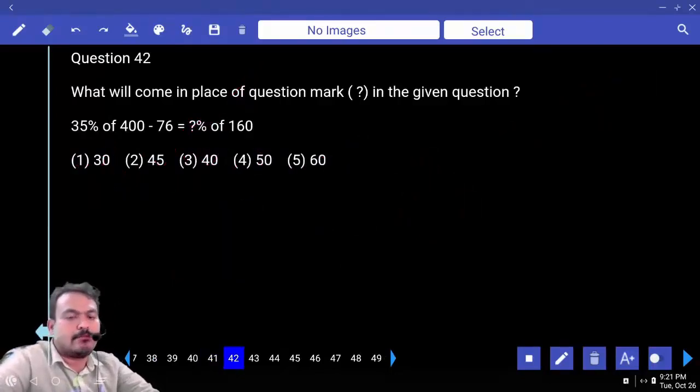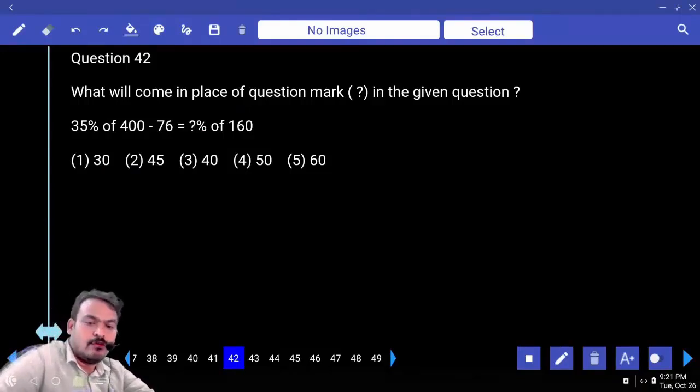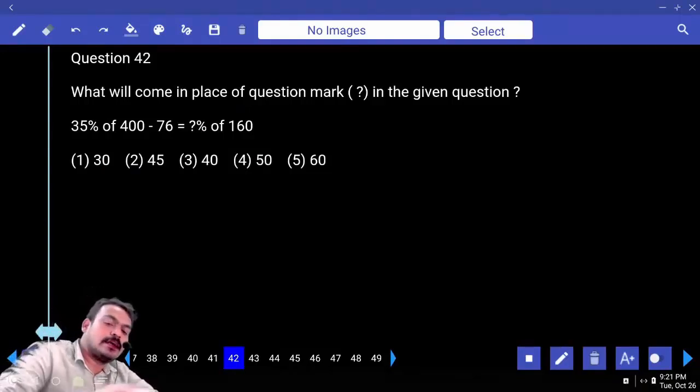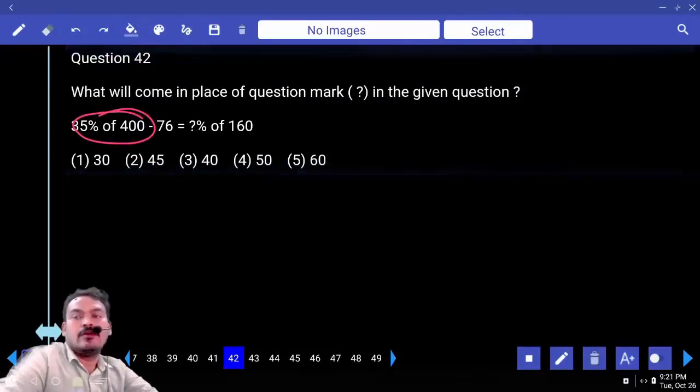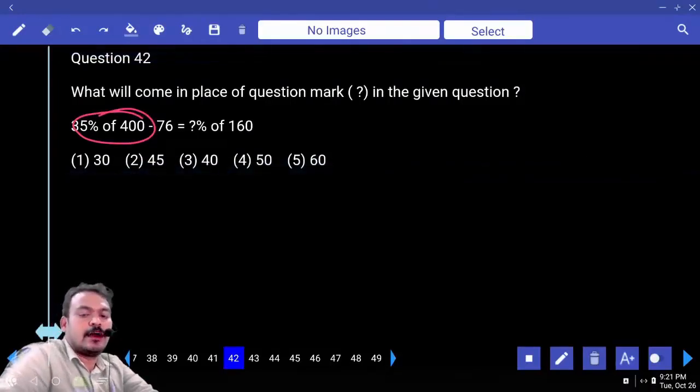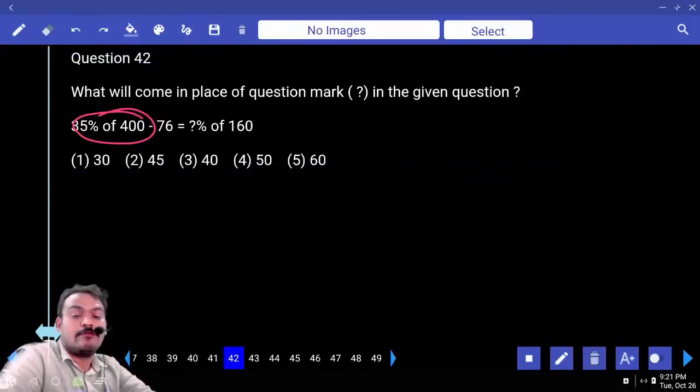35% of 400 minus 76 is equal to what percent of which value? 160. First priority, 35% of which one? 400. What is the 10% of 400? 40. 30% is 120. 5% is 20. Total it will be 140.